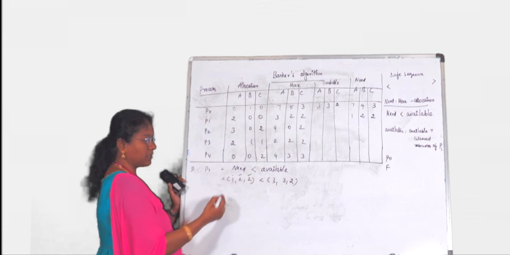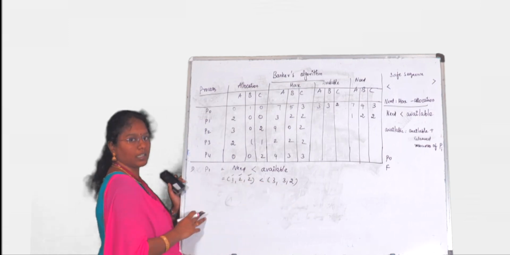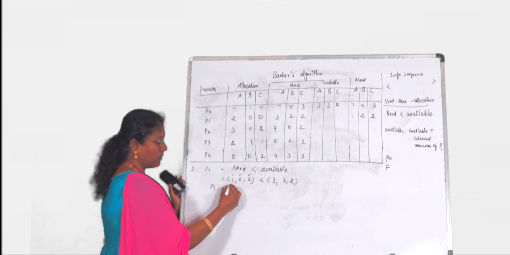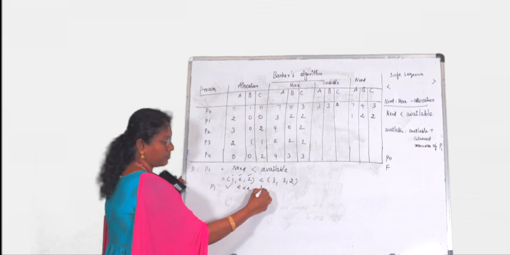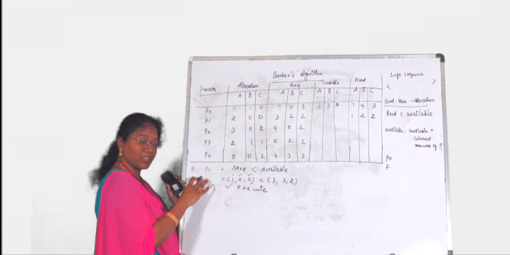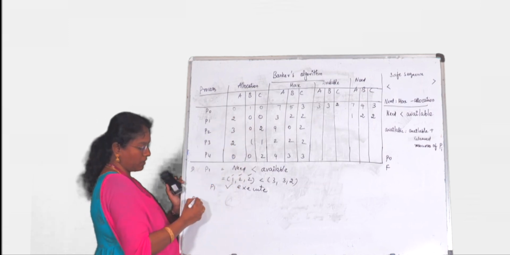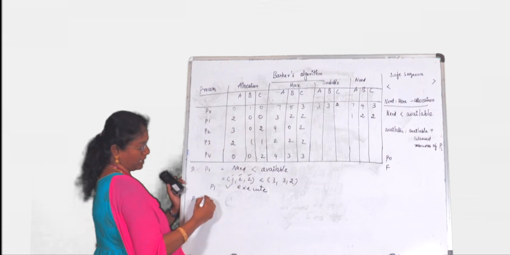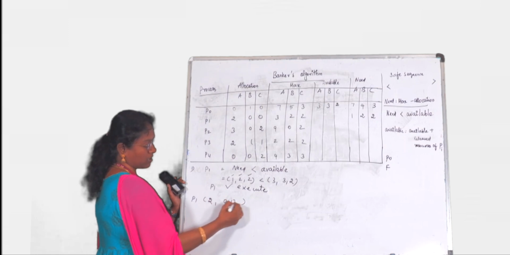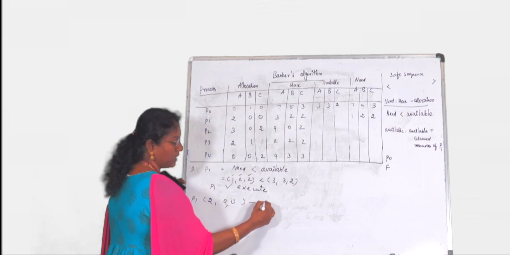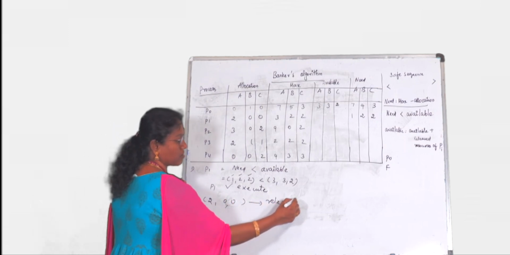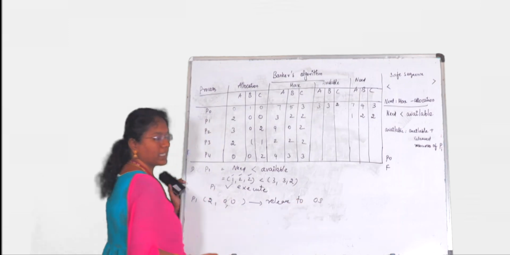So what happens here? All the 3 instances are available. So P1 will execute. Once it has been executed, it will release its allocated resources. What is allocated to this process already? 2, 0, 0. It will release these resources to the system, the operating system.